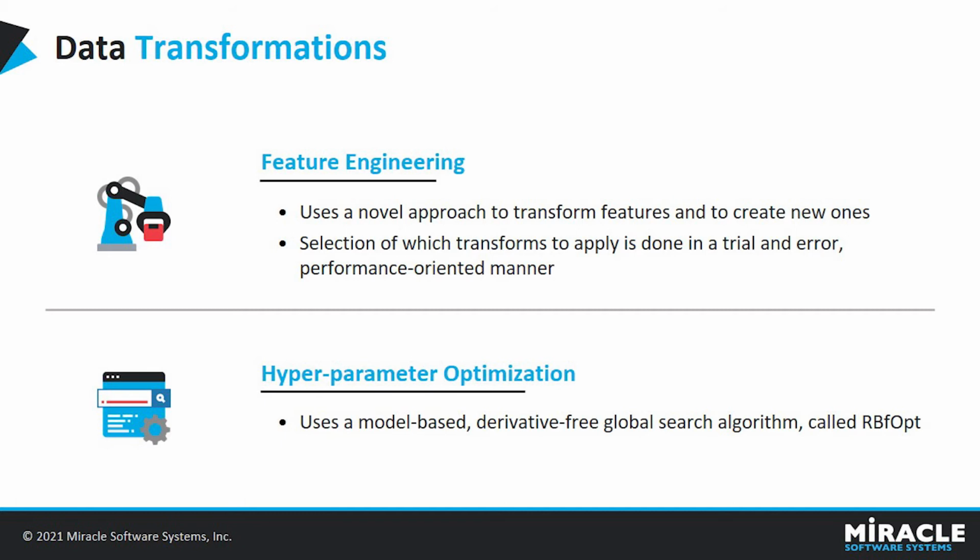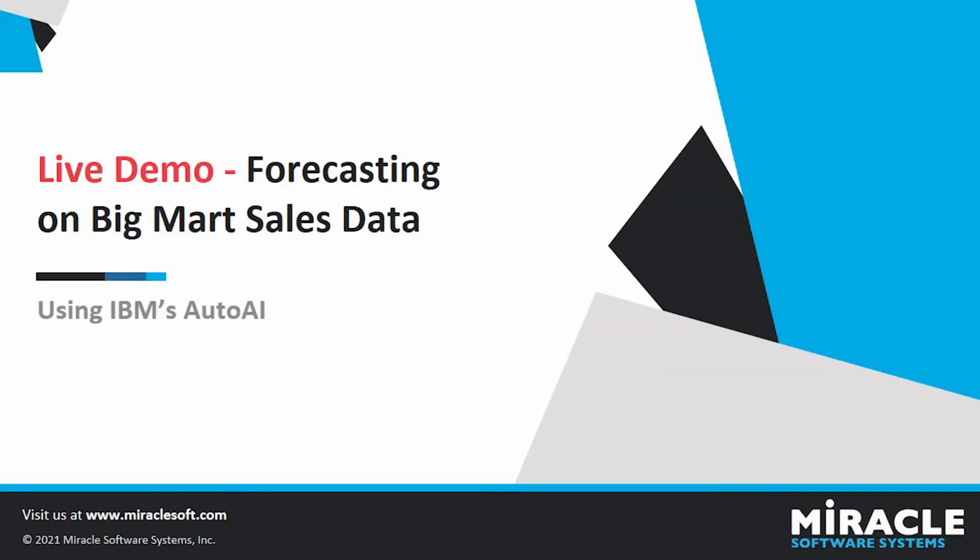So generally this is done using some familiar algorithms like grid search, Bayesian optimization, and random search. But to make this automated, AutoAI uses a model-based derivative-free global search algorithm called RBFOpt, which is tailored for the costly machine learning model training and scoring evaluations required by hyperparameter optimization. Now, as we have seen all the basic concepts of AutoAI, let's just quickly get started with the live demo.